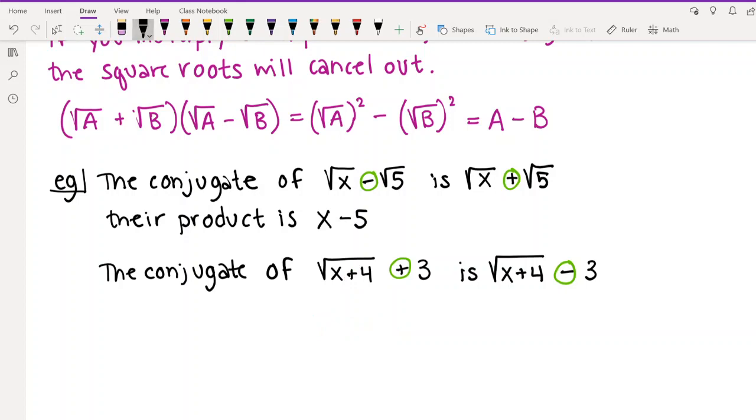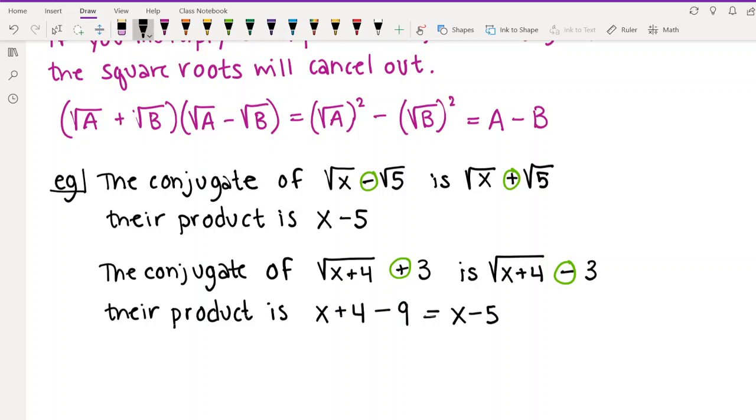So if you were to multiply these together, you would find that their product is going to be x plus 4, which is what you get by multiplying the two square roots together, and then minus 9. And so altogether you would get x minus 5, which I actually didn't intend to be the same as the previous one. That's just a coincidence. I don't want you to read too much into that.